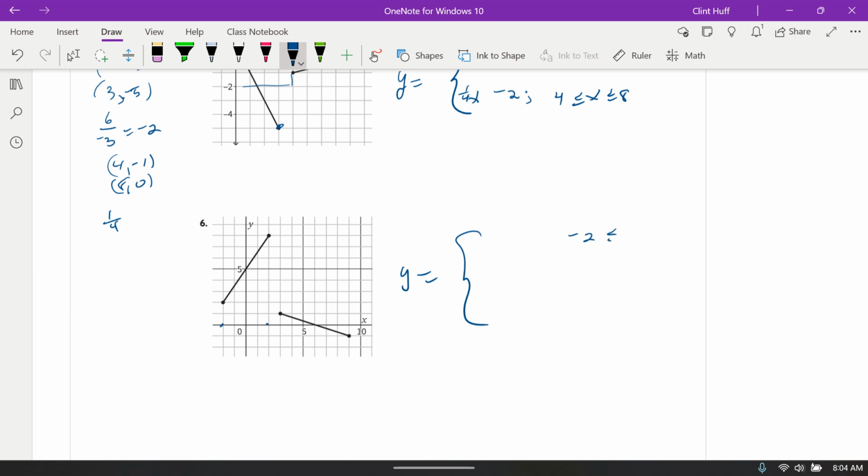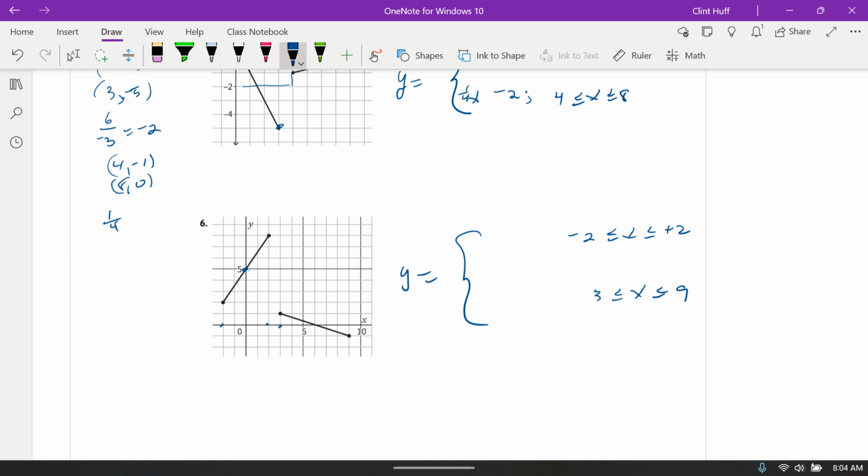So negative 2 is less than or equal to x, less than or equal to positive 2. And the other branch here looks like from 3 to 9. Is that correct? That'll be x is greater than or equal to 3, less than or equal to 9. On the first branch, I can see the y-intercept right there is 5.